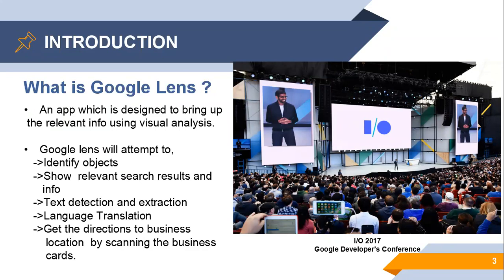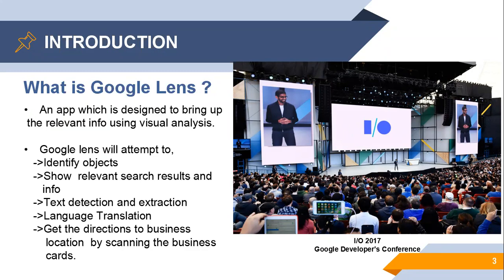With the help of the user, the relevant action can be taken. For example, action in the sense it will help the user to buy the book online. The second point is to show relevant search results and information. For example, when an object is detected, it provides the links and information about that object. Third one, text detection and extraction, which is done using the OCR algorithm. We'll see OCR in the further slides.